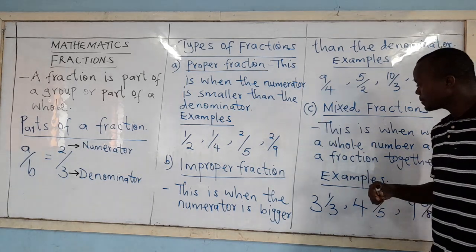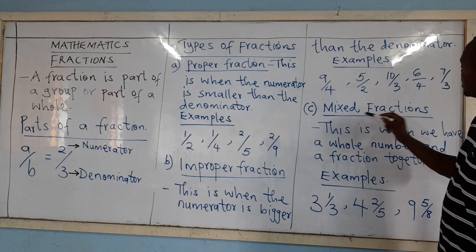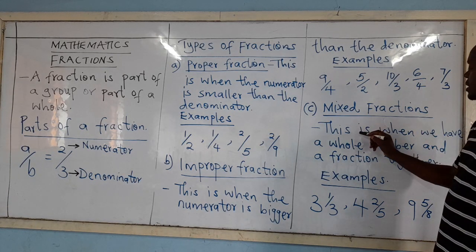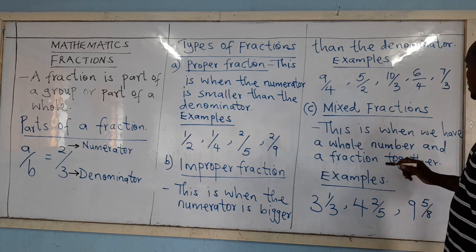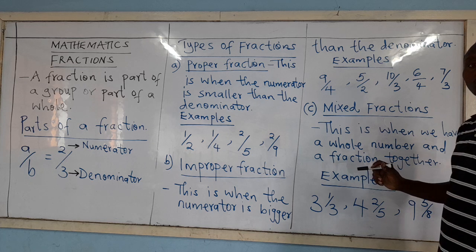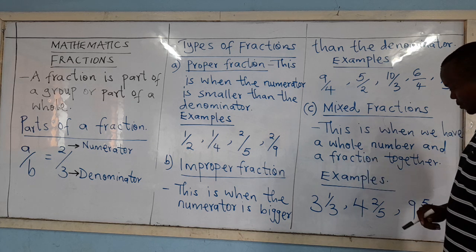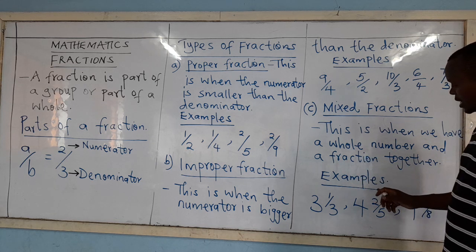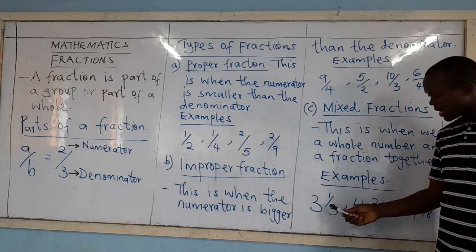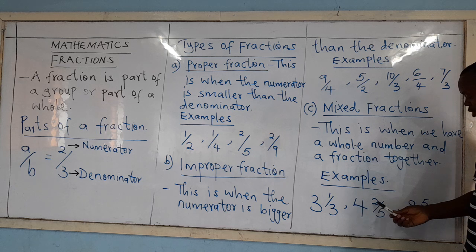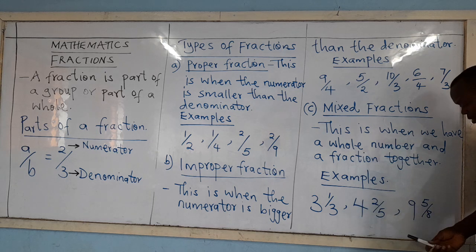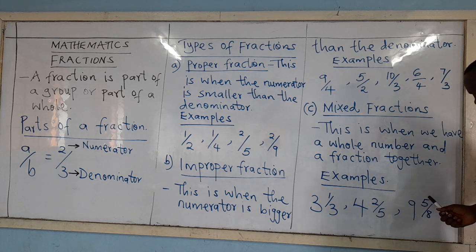Then number C, we have mixed fractions. This is when we have a whole number which is combined with a fraction. Examples here include 3 and 1/3. We have 4 and 2/5. Then we have 9 and 5/8.